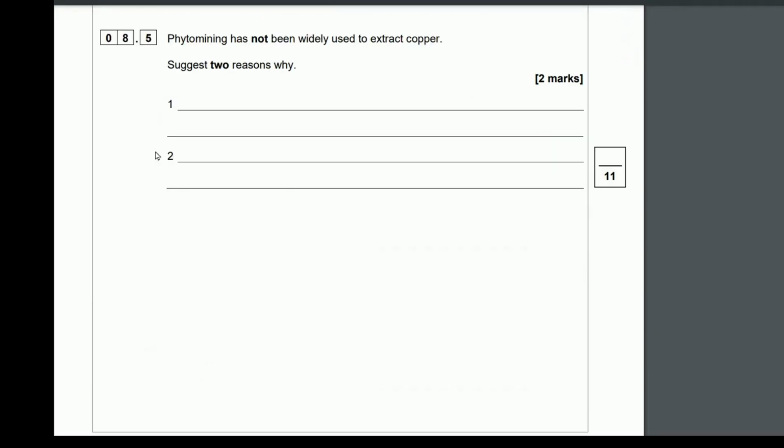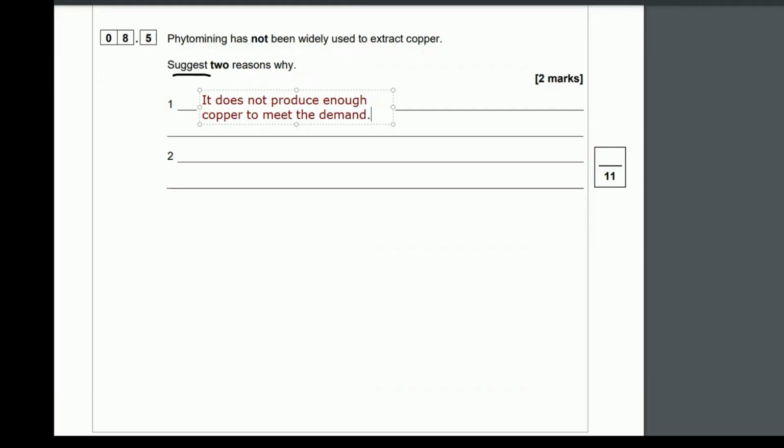Right, phytomining has not been widely used to extract copper. Suggest two reasons why. This is one of the dreaded suggest questions. What might people have against using phytomining to extract copper? One of the suggestions might be it does not produce enough copper to meet the demand.